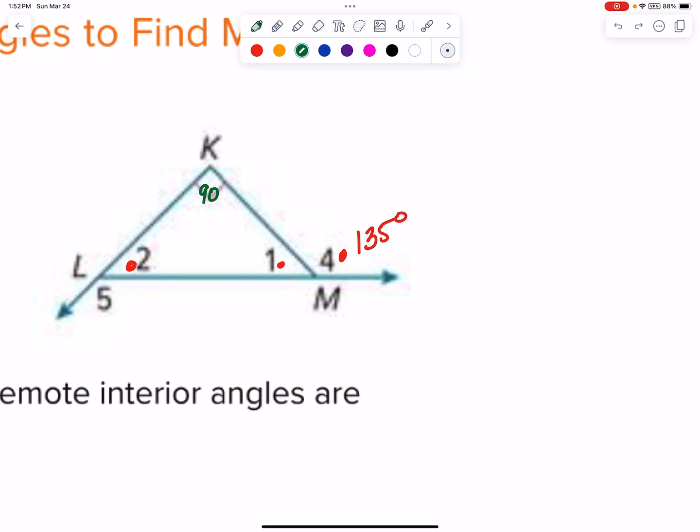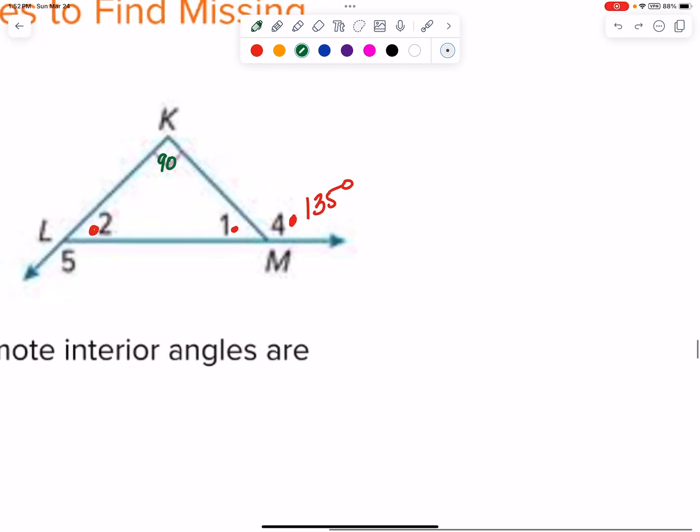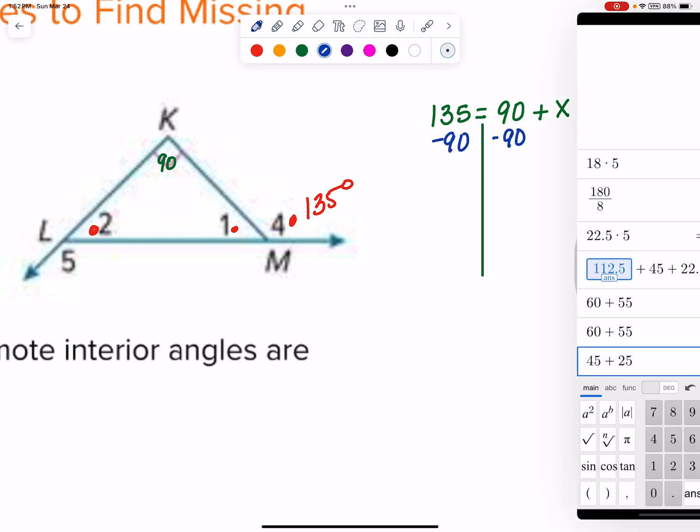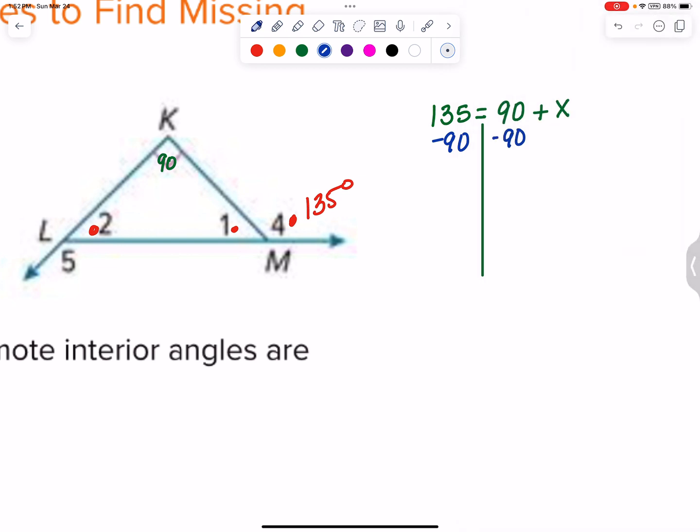Okay, I'm going to go ahead and stick with our remote interior angle plan here. So I know 135 equals the 90 plus angle 2, which is mystery angle. And then all I have to do is solve for x. Okay, and then we have minus 90 minus 90. So we have 135 minus 90 is 45 degrees. And so we have x equals 45 degrees.